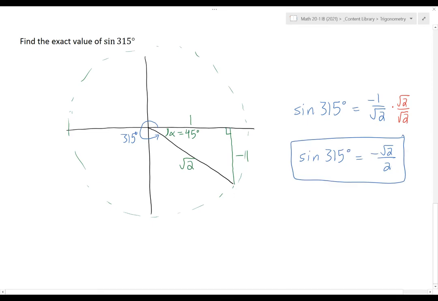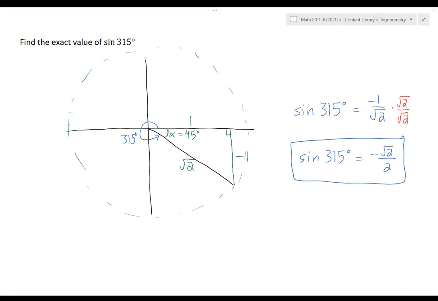It has the same absolute value as the sine of 45 degrees because that's the reference angle, but whether it's positive or negative will depend on the quadrant.